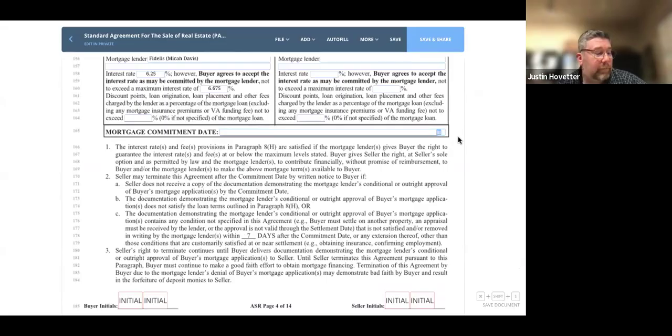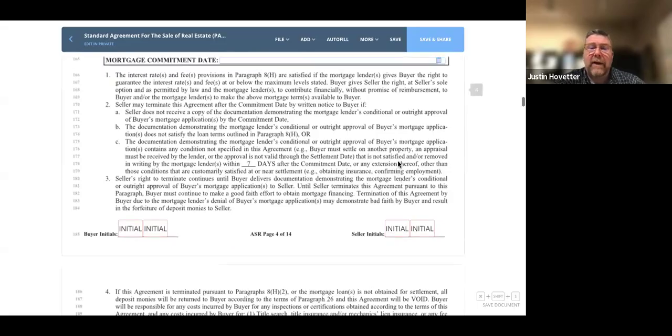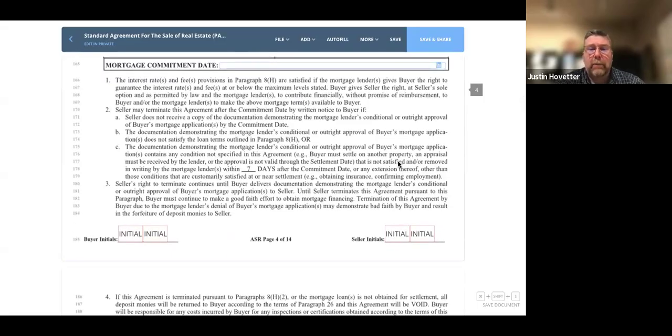They can't. Seller can't terminate. If there's no mortgage commitment, when can the buyer terminate? They can't. So everybody's locked up in this transaction. The proper way to pull that apart at that point is a mutual release.